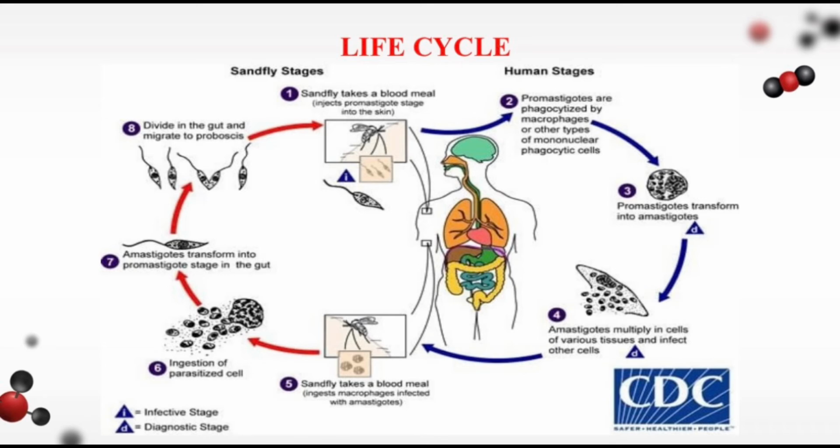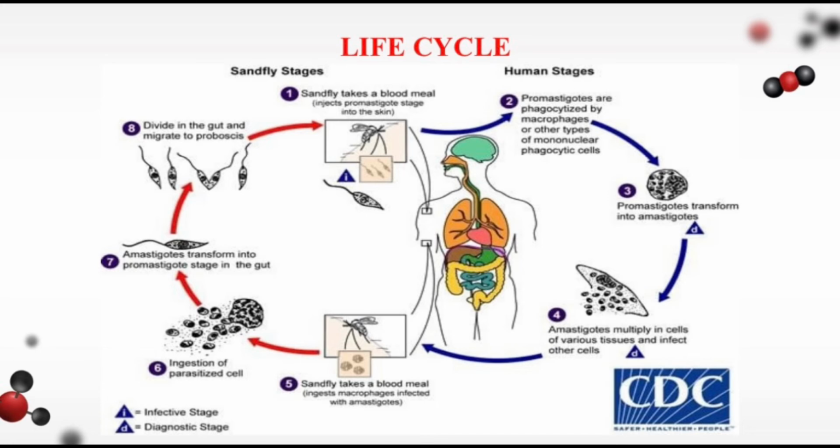Promastigotes transform into amastigotes, which multiply by simple division and proceed to infect other mononuclear phagocytic cells. Parasite, host, and other factors affect whether the infection becomes symptomatic and whether cutaneous or visceral leishmaniasis results. At the fifth step, the sandfly will become infected by ingesting infected cells during blood meals.